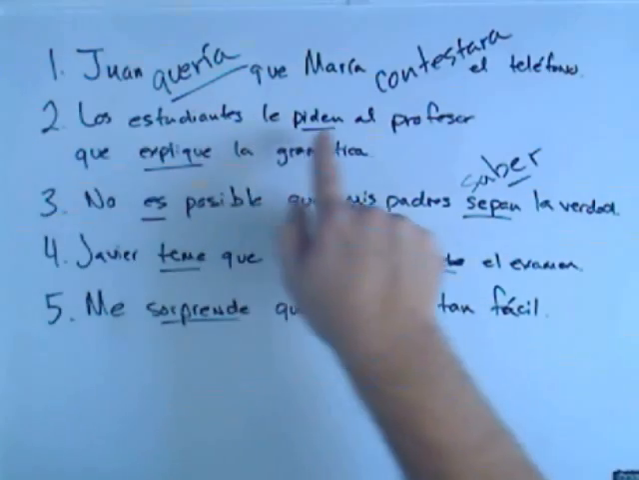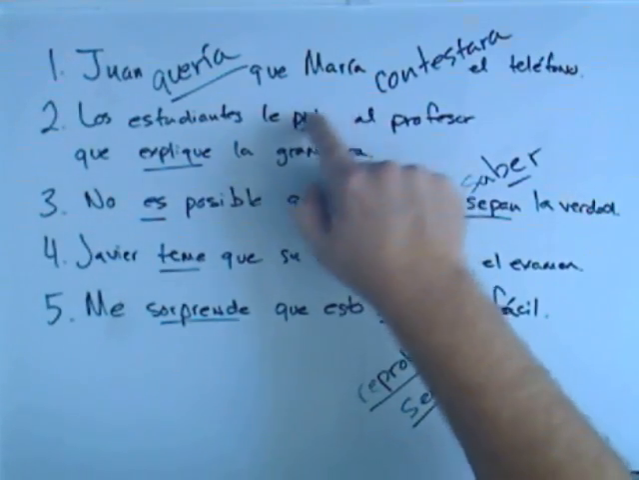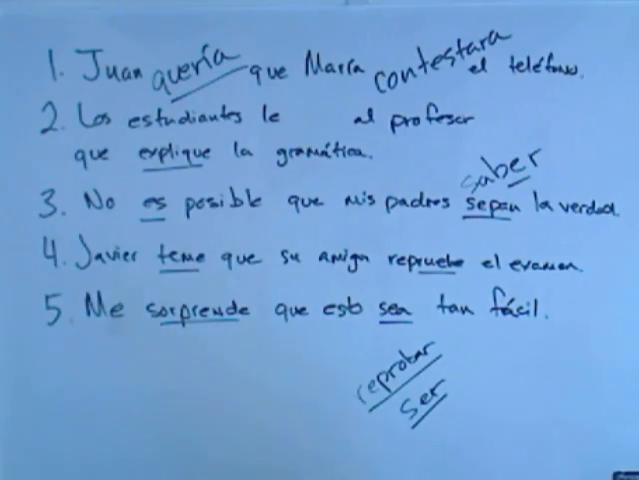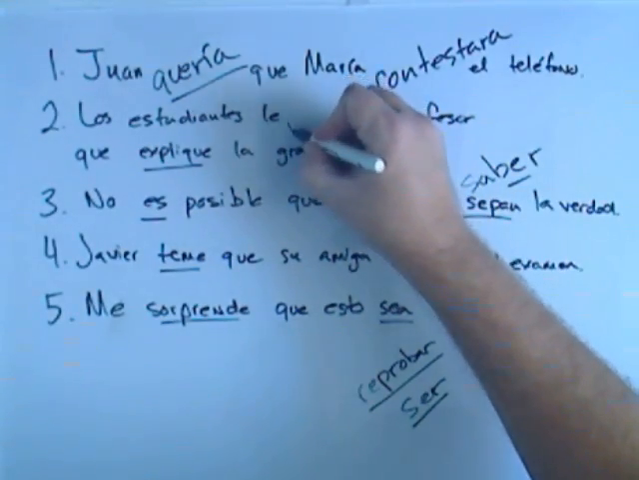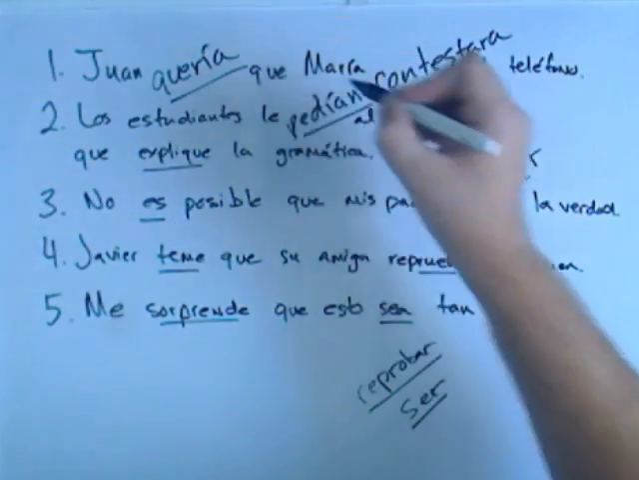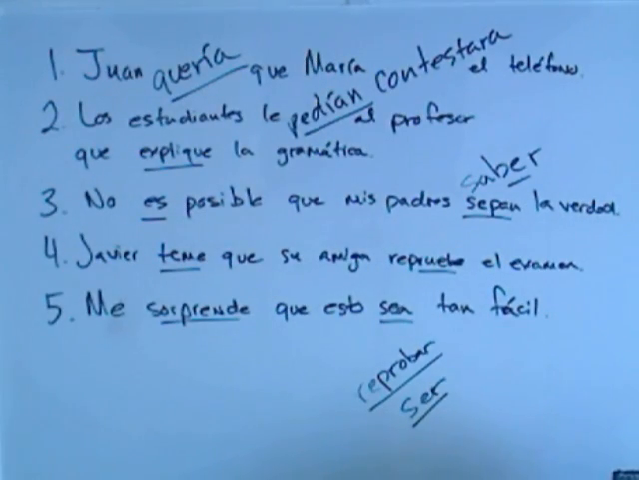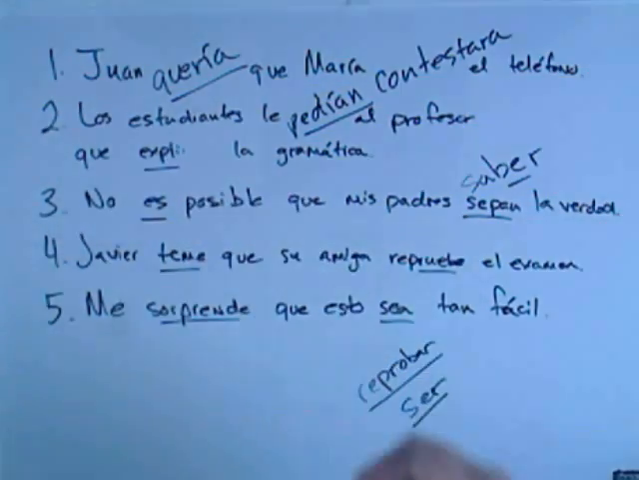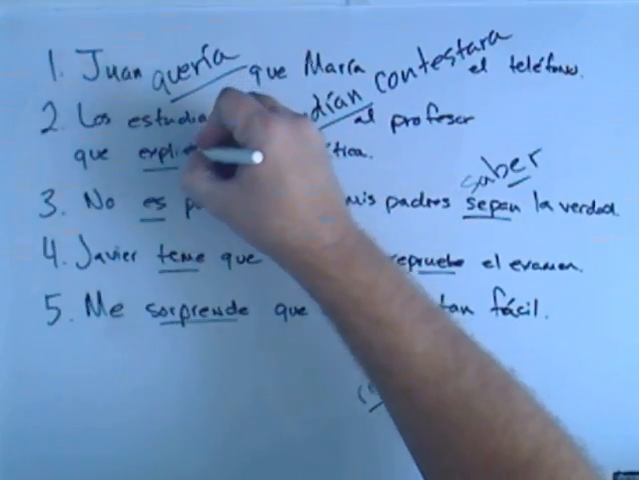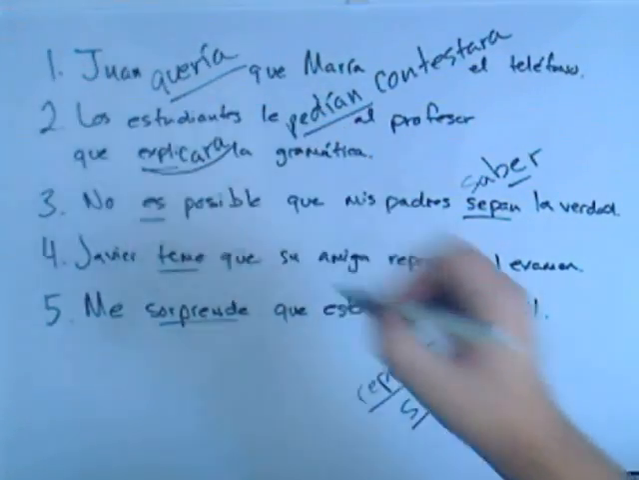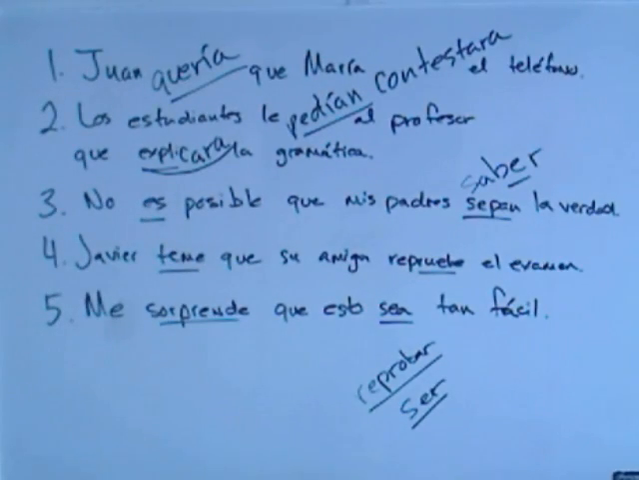Here where we have los estudiantes le piden. Now again, this could be imperfect or preterite, but just for consistency, let's use the imperfect. So it'd be pedían, the verb is pedir. Los estudiantes le pedían al profesor que, instead of explique, it's an AR verb, explicaron, take off the on, explicara, que explicara.